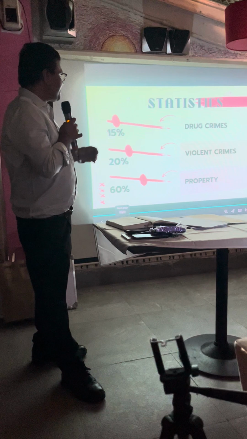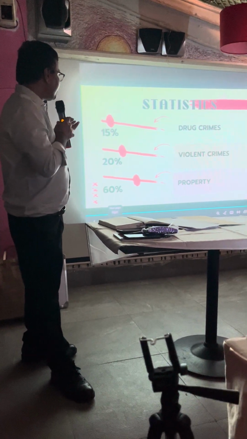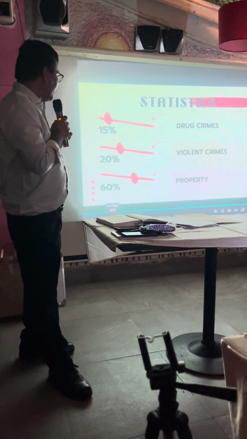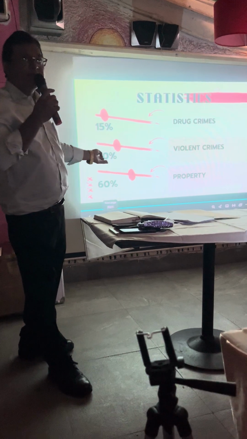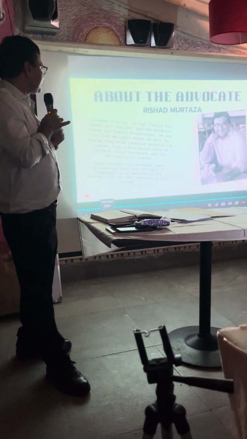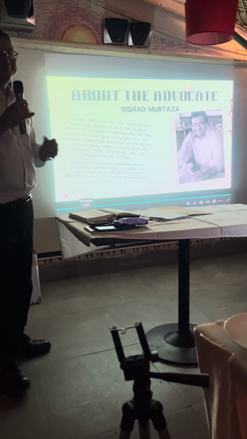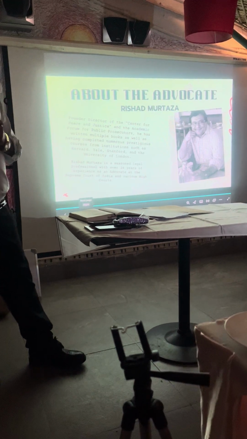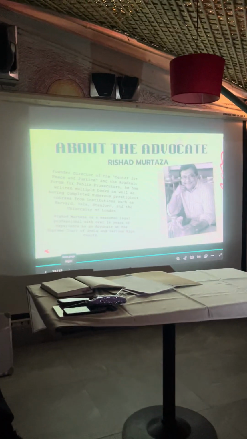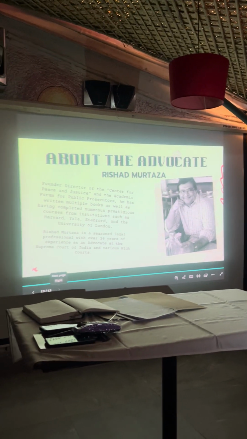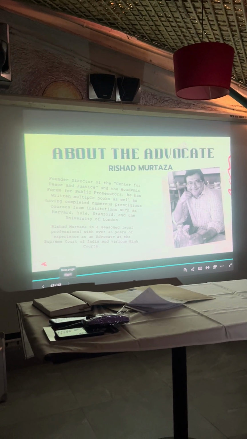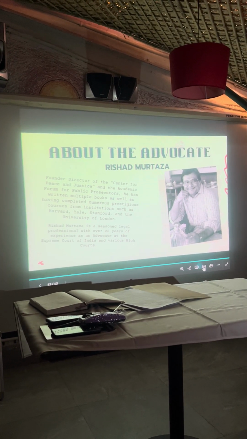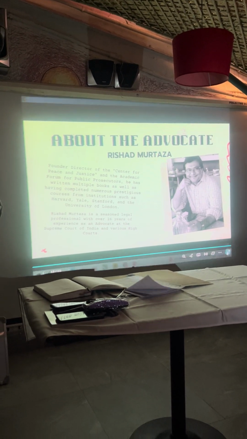So these are some statistics: drug related crimes are 15%, violent crimes are 20%, property related crimes are 60%. So this was basically relating to a PPT presentation on circumstantial evidence. Alright, now let us go back.